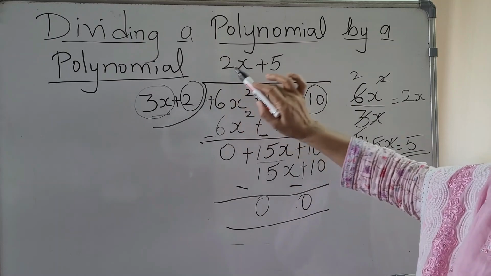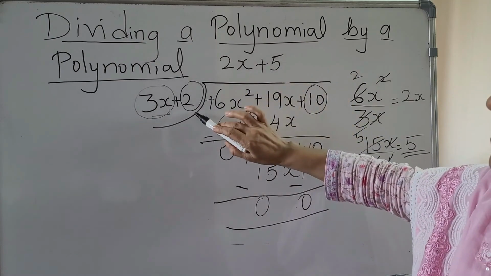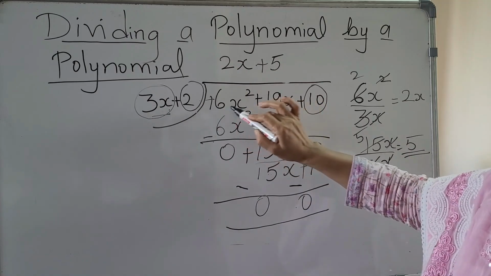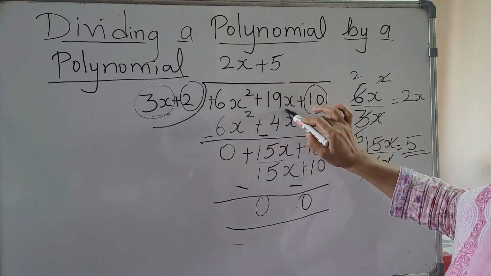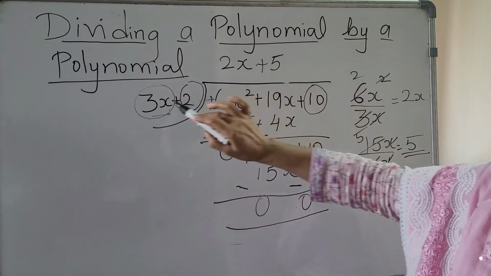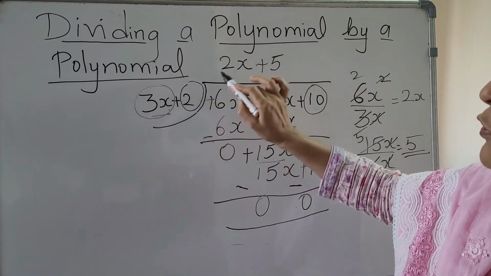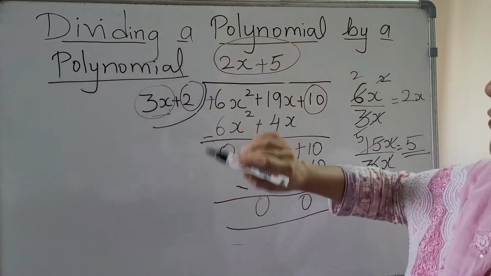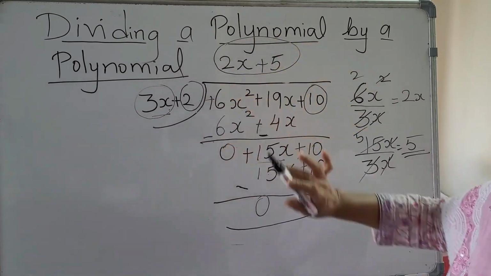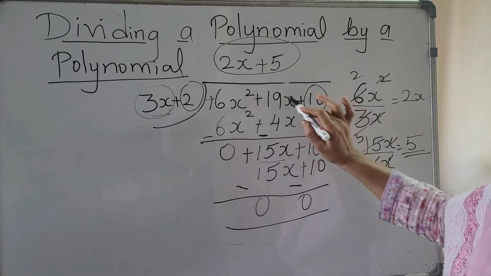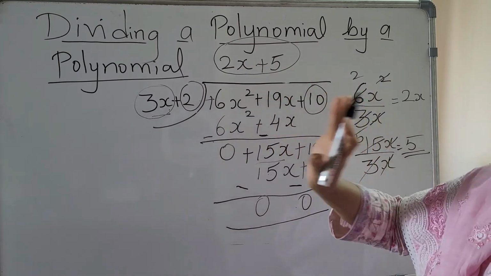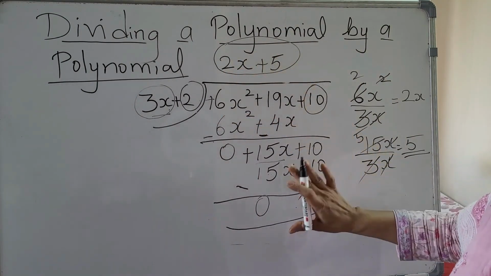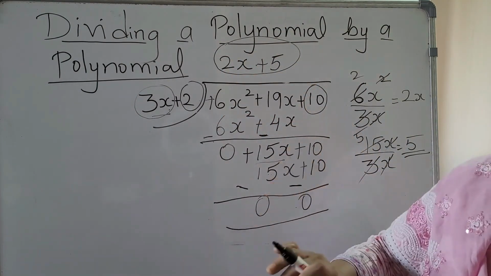So here this is your quotient, this is the answer, and you have divided 6x square plus 19x plus 10 by 3x plus 2. You get this as answer, 2x plus 5. When you multiply this, you are going to get this as the answer. So this is how division of polynomial by polynomial takes place.